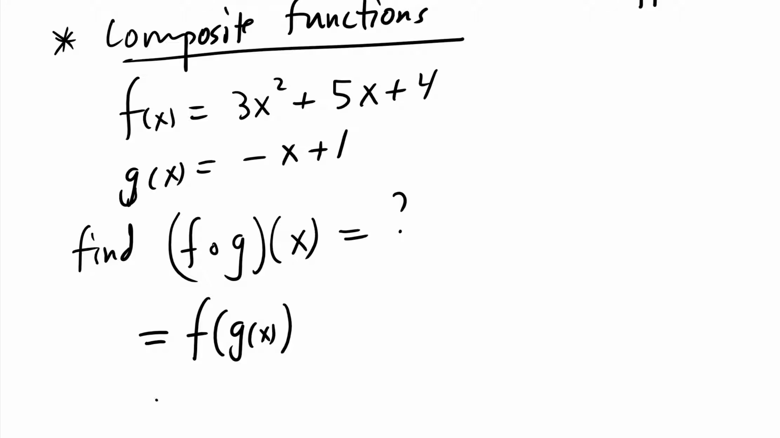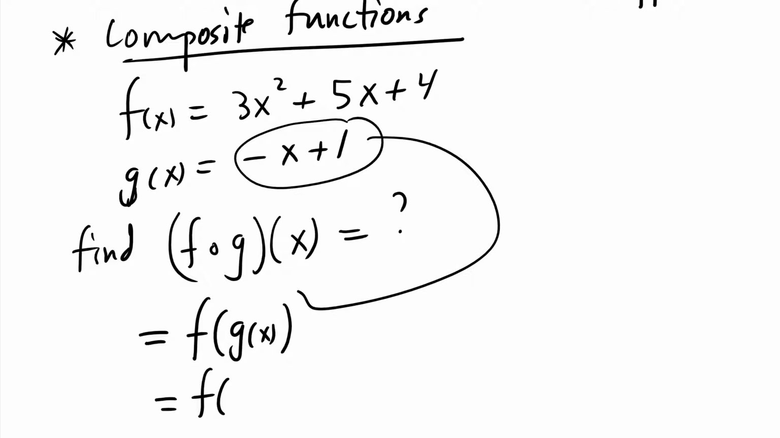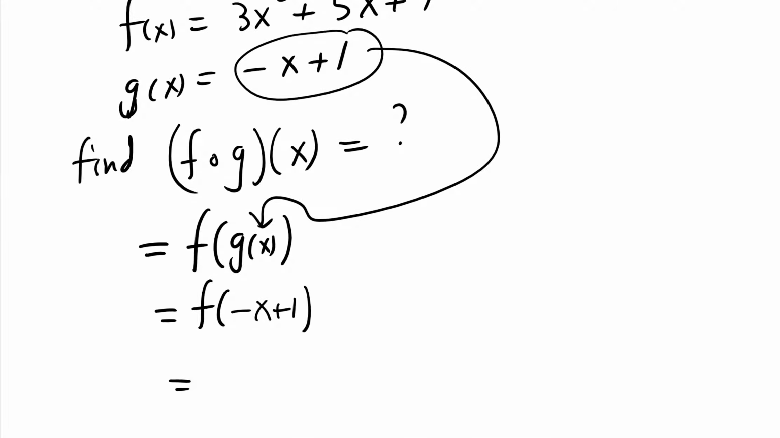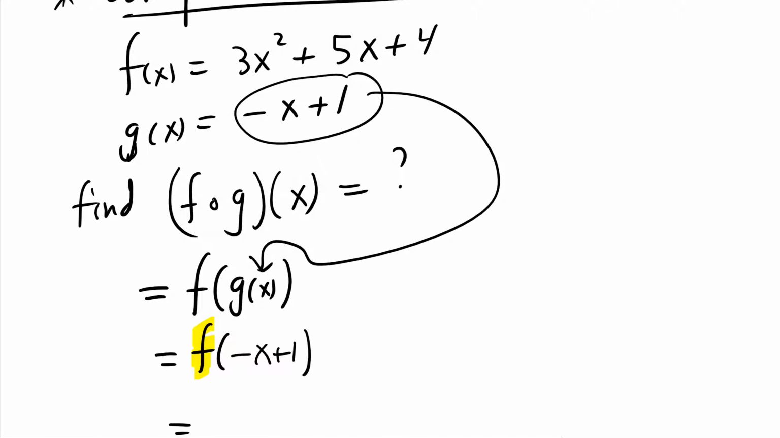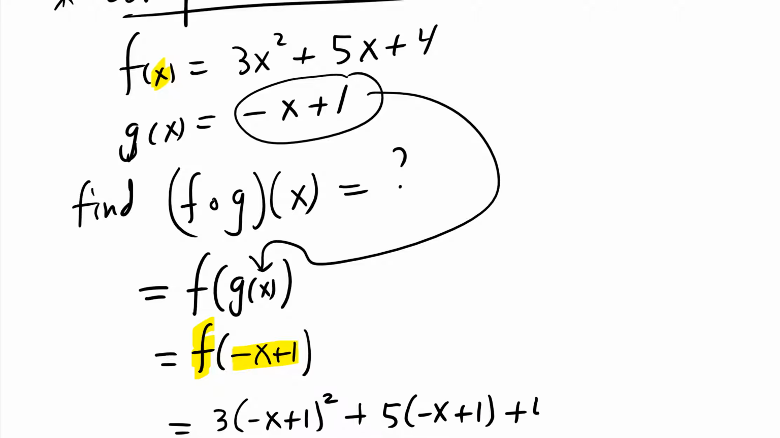So then, to finish this up, we start with the inside one, g of x, and we substitute it in. So we get to this one. Now all we have to do, go back to the function f, because that's what we have, and replace the x. Notice how it was f of x and now f of negative x plus 1. Replace x with negative x plus 1. So that gives us 3 times negative x plus 1 squared, 5 times negative x plus 1 plus 4.